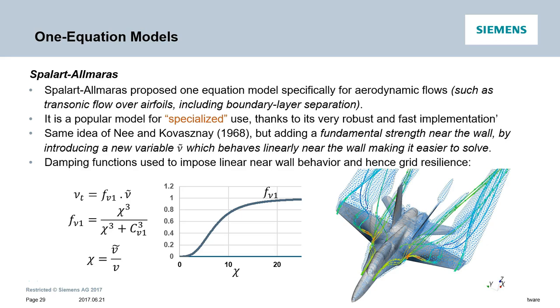So these one equation models are a significant improvement over algebraic models by including transport through convection and diffusion terms. And there are other one equation models as well which solve transport equations for turbulent kinetic energy, but then need a prescription for length scale to close the system.